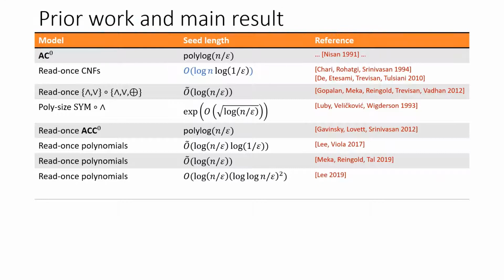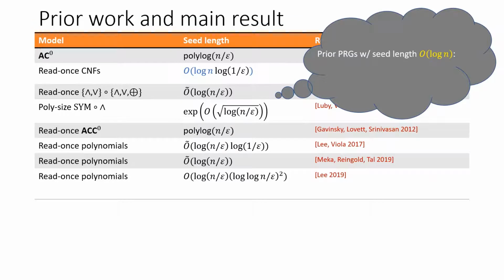However, almost all of these prior pseudorandom generators have seed lengths larger than log n. For read-once polynomials, there was no known prior pseudorandom generator with seed length O of log n. For read-once CNFs and DNFs, which is a slightly easier case, it was possible using prior work to achieve seed length log n, but only for constant error.